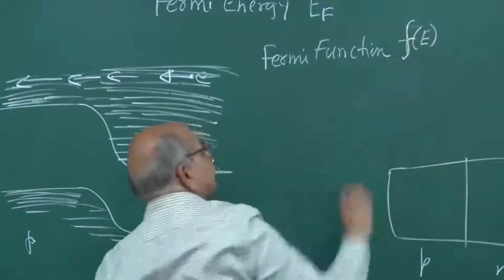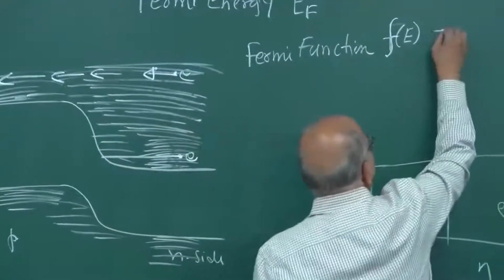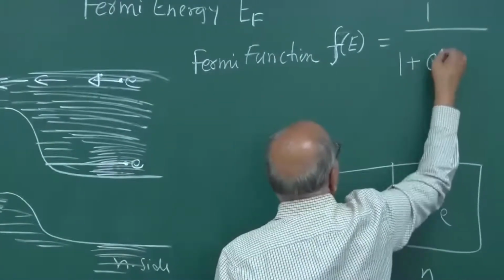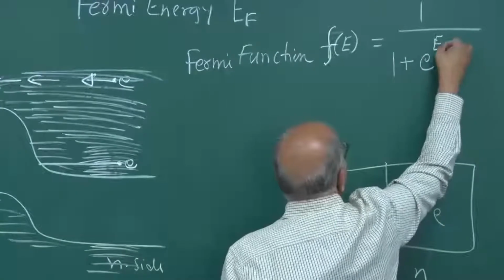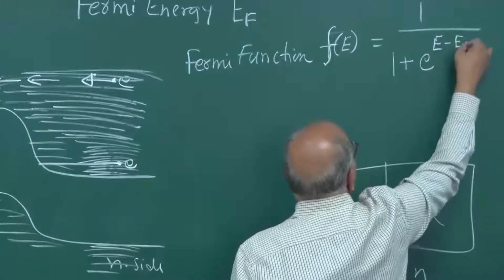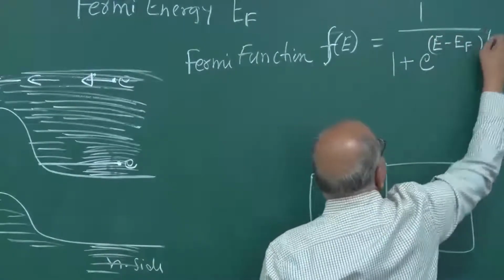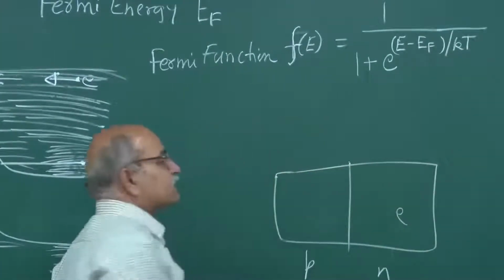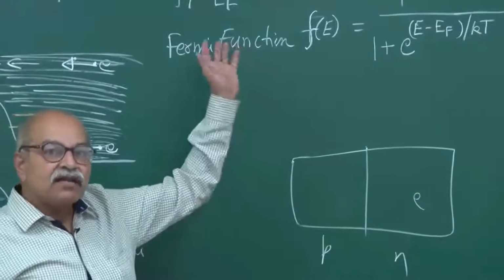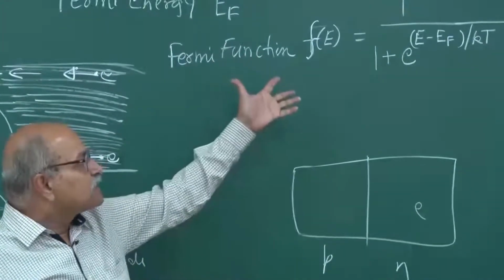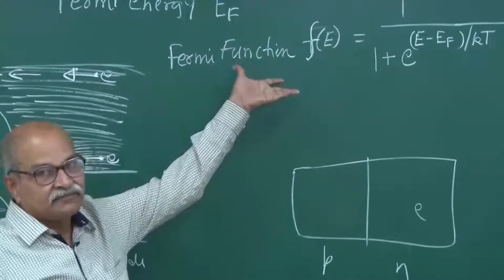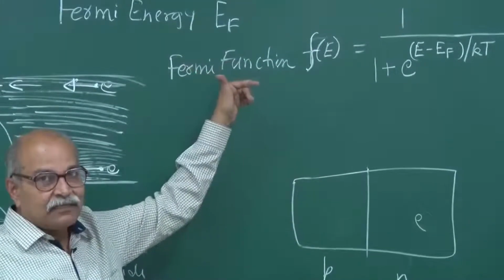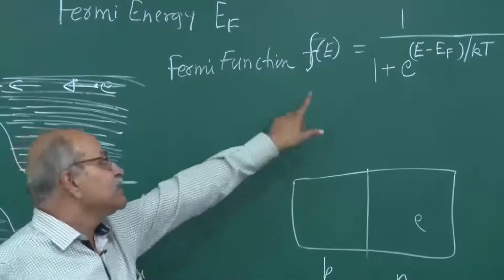It's a function of energy, and it is written as 1 over 1 plus e to the power (E minus EF) divided by kT, Boltzmann constant times temperature. This particular function represents the probability that an electron will occupy a quantum state at this energy.